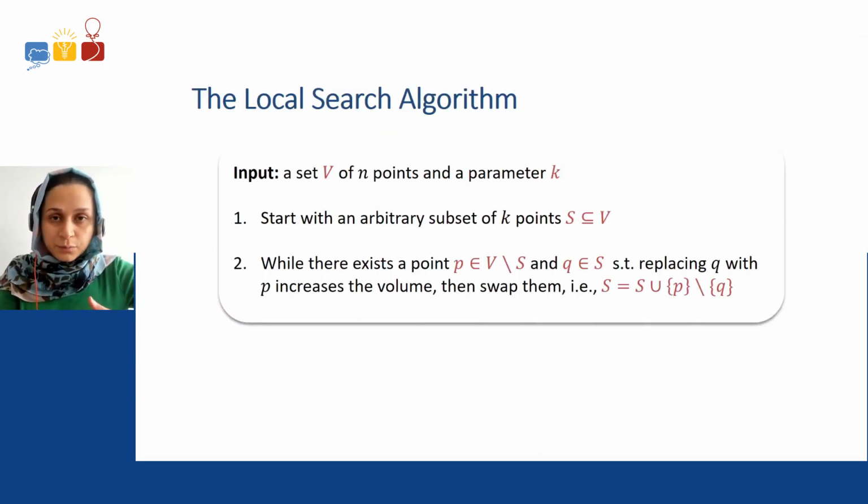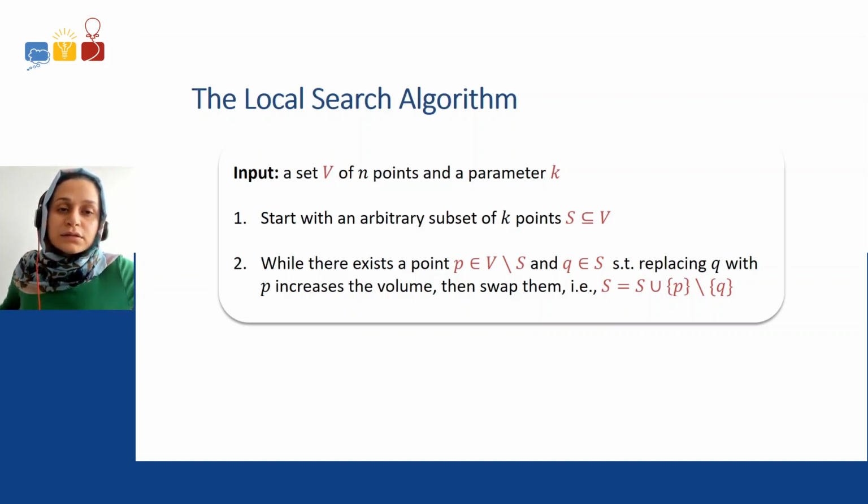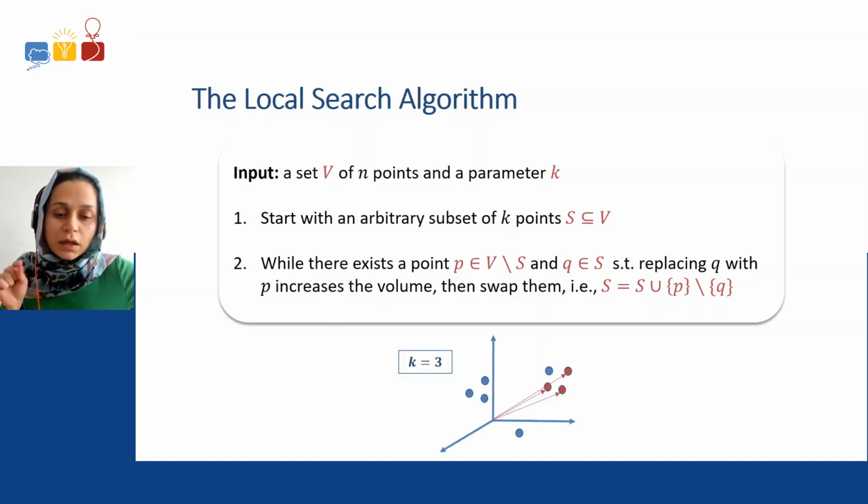So we have a set of n points and a parameter k. We pick an arbitrary subset of size k, and as long as we can find a point q inside and a point p outside, such that replacing q with p increases the volume, we will perform this swap. Okay, so again, I found a point q inside and a point p outside of the current set, and I see that replacing q with p increases the volume, so I will perform this swap, and continue until no such pair exists. So the solution I get is locally optimal.